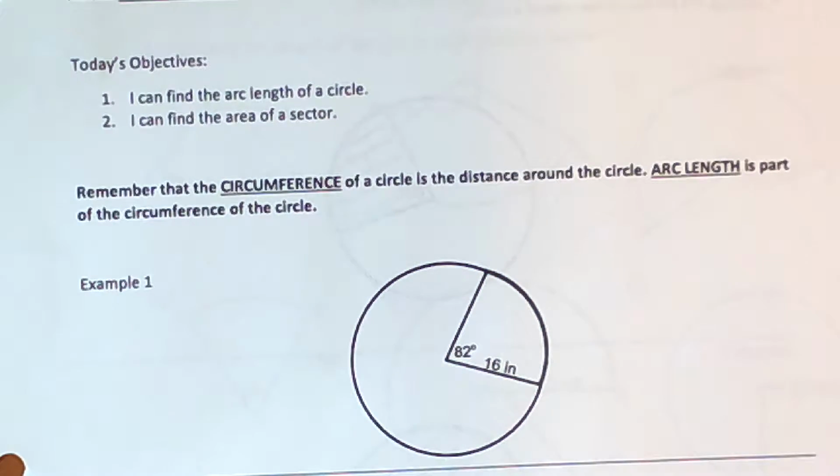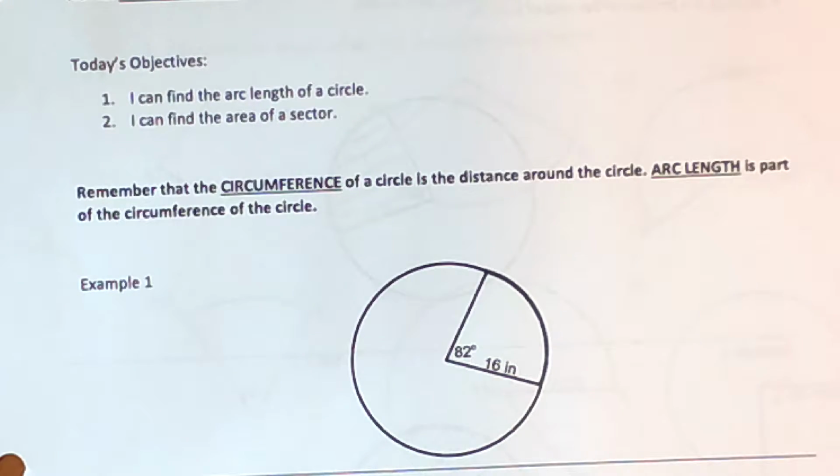Okay, so in this video, we are going to talk about two things. On the first page, we're going to find the arc length of a circle. And then on the back side of this, we're going to talk about how to find the area of a sector. So with the arc length of a circle, what that is, is part of the circumference.